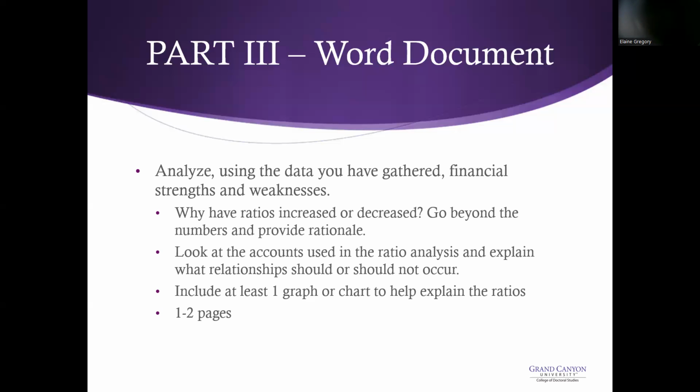Did they meet their goals? Did they exceed their goals? Did they fall short of their goals, and why? And look at the accounts used in the ratio analysis to explain what the relationships are going on. For example, if the company is in a financial situation where it's got a less than 1 current ratio, explain how you came to that. For example, we can see the current assets are less than current liabilities, which makes this a less than 1 ratio. And what happens when a ratio is at less than 1?